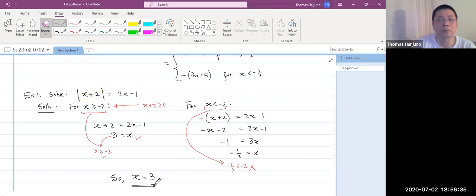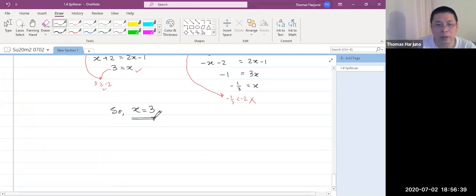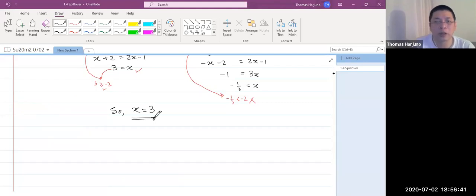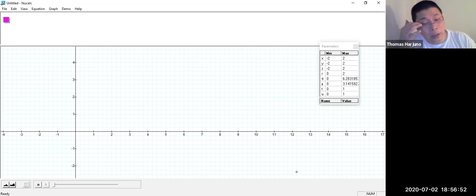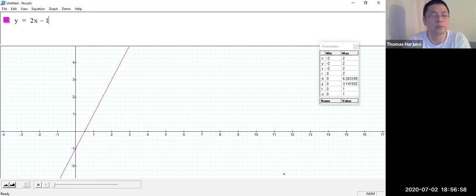Okay, now let me give you some geometrical analysis on why we get what that is. Now I have a graphing software here. Let me graph y equals 2x minus 1. That's what it looks like.